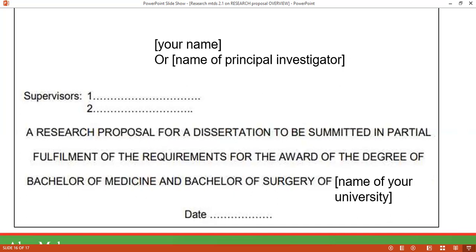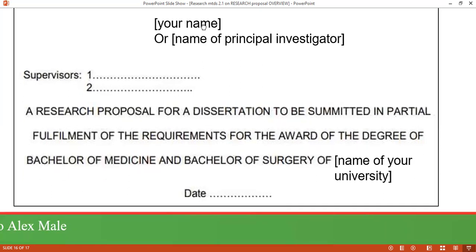For example, this is Ristal University. You say award of the degree of Bachelor of Midwifery of Ristal University. Then you must also include the date. We don't mean the date as in the 11th of the month. We just need the month and the year, March 2024, April 2024. You get it? So this happens to be the first page of your research proposal, or call it the cover page.